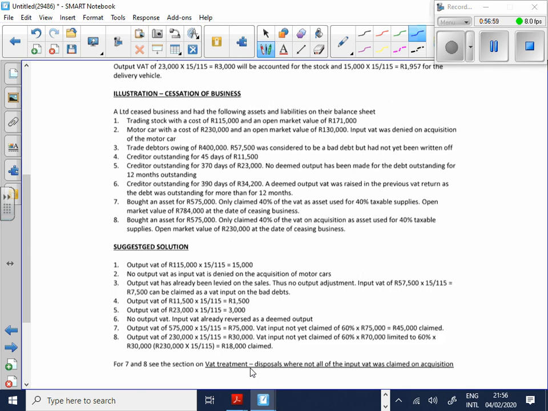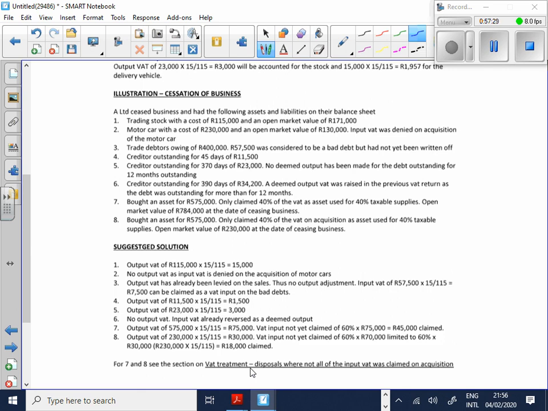Next, it says creditor outstanding for 370 days of 23. No deemed output had been made for the debt outstanding for 12 months. So guys, we haven't done the 12-month adjustment yet. So remember that 12-month adjustment. Goods not paid for within 12 months. So what do we need to do? We need to give the VAT back because we haven't paid for it. Are you guys comfortable? And then the next one says creditors outstanding for 390 days of 34.2. A deemed output VAT was raised in the previous VAT return. I've already adjusted for the VAT, therefore I don't need to do it again.